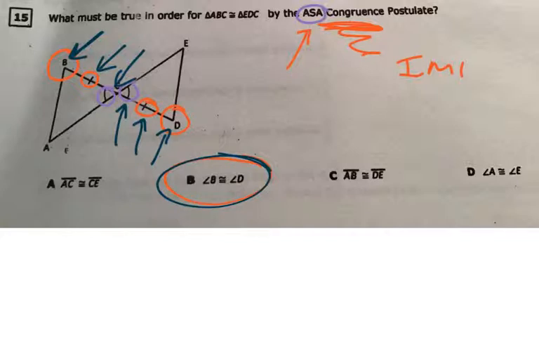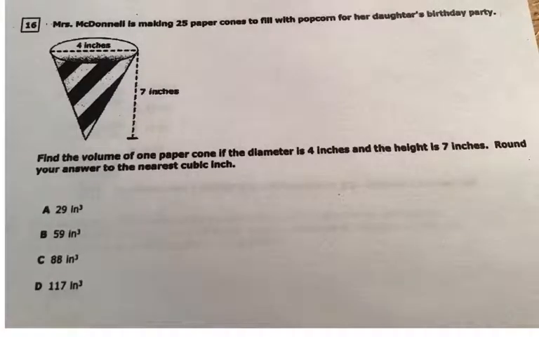Okay? But if you forgot or did not learn that last year, don't sweat it. It's not on the final. We don't do triangle congruence on the final. Okay? Let's look at number 5.